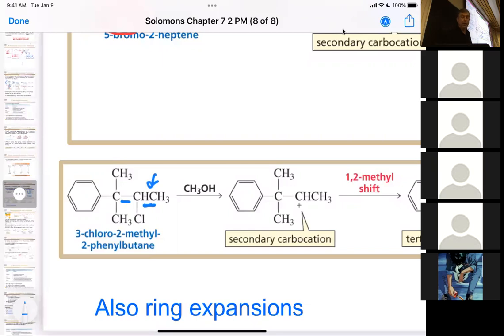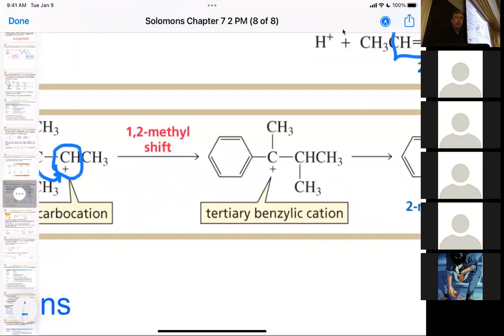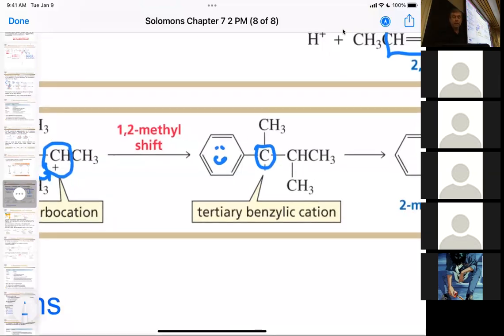But if we do it with an E1 mechanism, we're going to form a carbocation right here. And that's a secondary carbocation. But if it does a 1-2 methyl shift, shift this over here, it's going to make a tertiary benzylic carbocation. I think that's the happiest carbocation in the world. It's in conjugation. It's got all the carbons around it. It's got its empty orbital overlapping with a whole bunch of benzene orbitals. You know, it's probably got a smile on its face right now. Okay, so we did a 1-2 methyl shift and it made the happiest cation in the world.